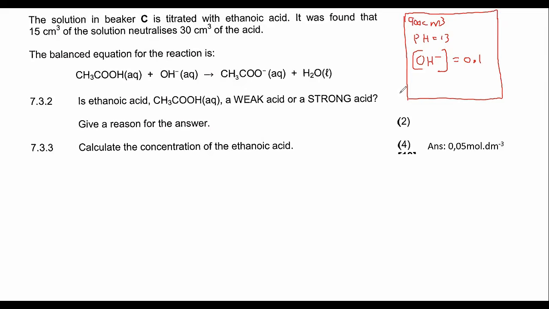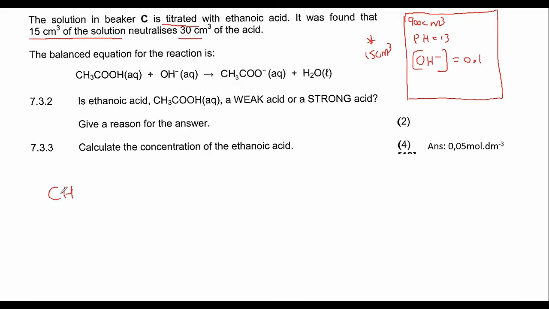Okay. We are told that the solution in beaker C is titrated, guys, titrated, very easy stuff, with ethanoic acid. It was found that 15 centimeters of the solution, okay, so we're not going to use all of this. Be careful. We're only going to use 15 centimeters of that one. So they're just going to pour a little bit. It says 15 centimeters of that solution neutralizes 30 centimeters of the acid. Okay, here we go.